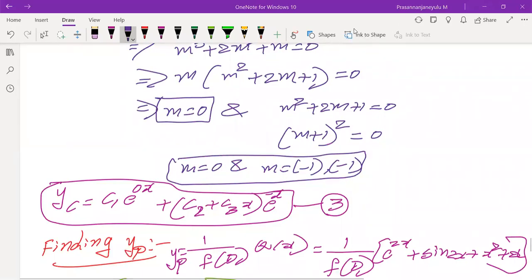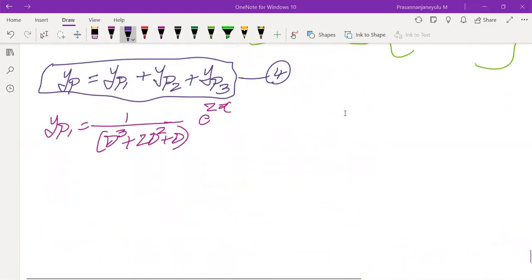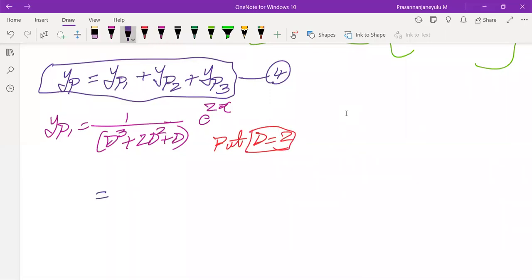So without thinking anything, we can substitute it here. Put d equals 2 in the denominator. Now it's going to become 1 by 2 cube plus 2 into 2 square plus 2, of e power 2x.